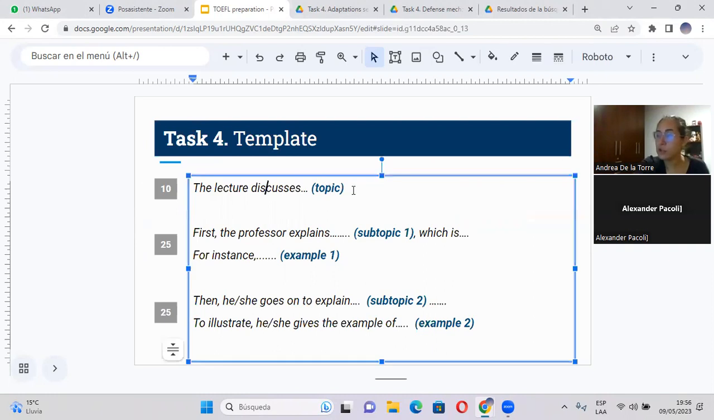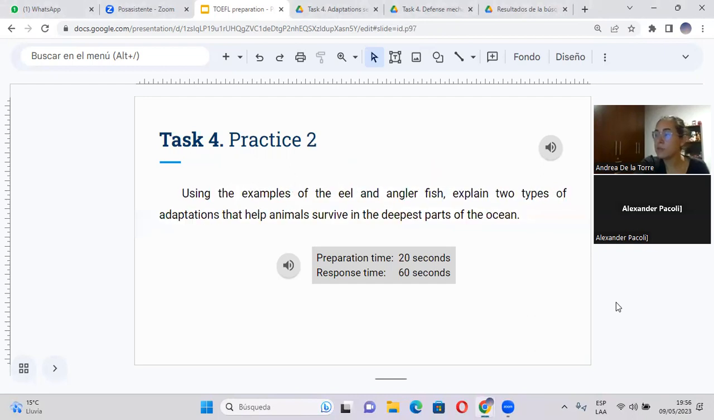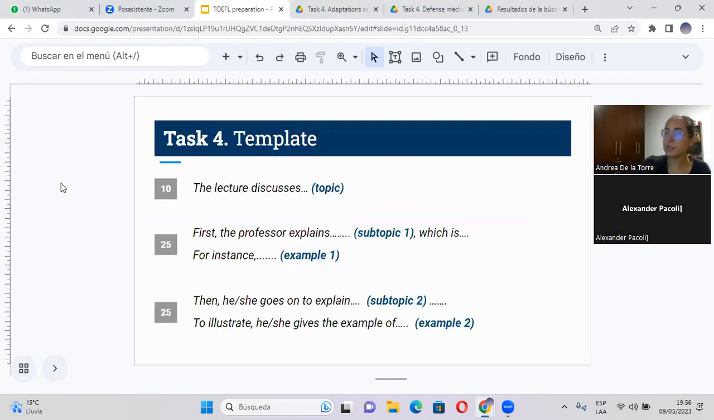For the introduction, use what you have in the question. So in the question, they said, explain two types of adaptations that help animals survive in the deepest parts of the ocean. In your introduction, you could say something like, the lecture discusses two adaptations that help animals in the ocean survive. First, the professor explains that some animals have body features that enable them to eat a lot of prey. For instance, and then you talk about the specific animal. The eel is an animal that has a large stomach and a large mouth, and this allows the eel to store a lot of food.